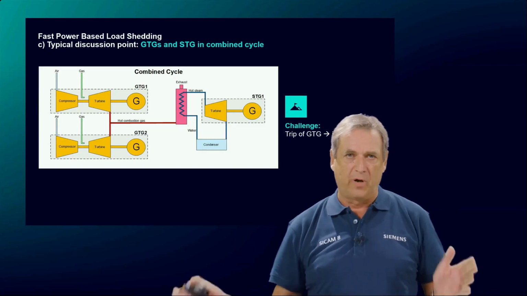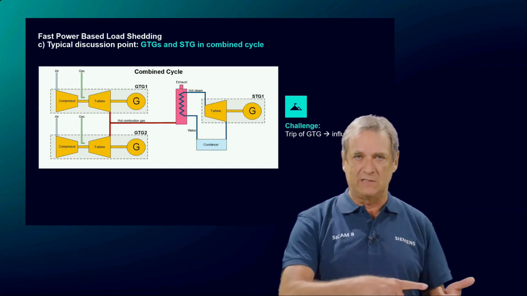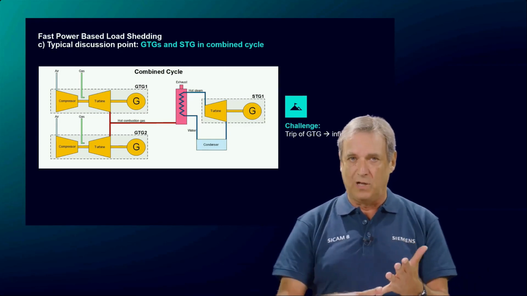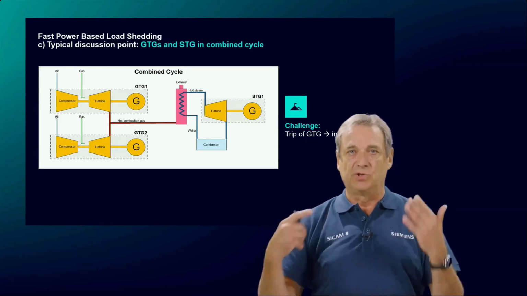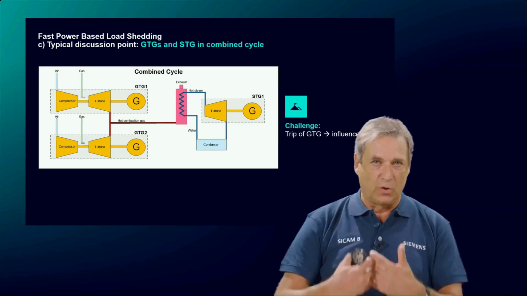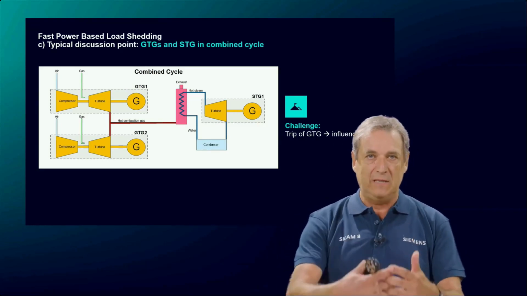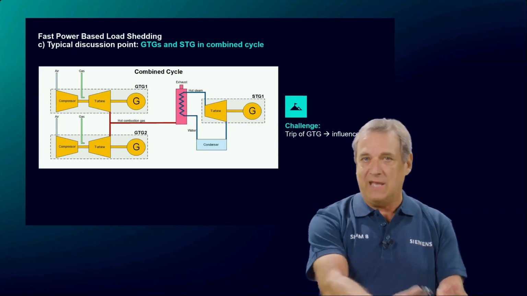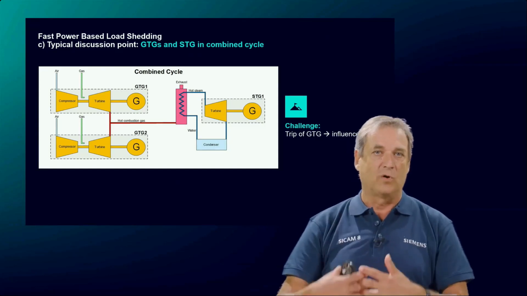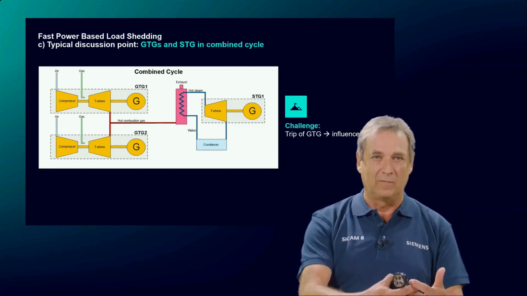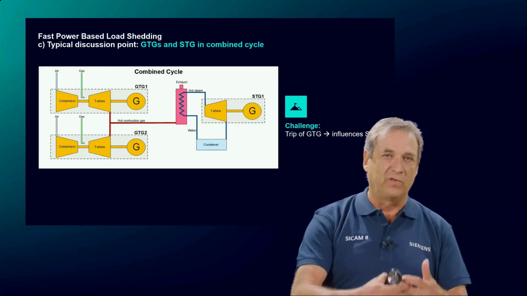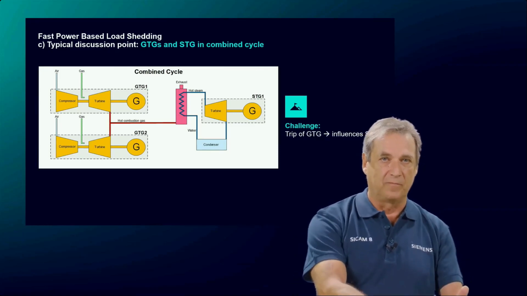What now differs from project to project is the number, the size, the capacity, and the possible additional heating of the steam boiler. The challenge for fast power-based load shedding is that the possible trip of a gas turbine can also reduce the available steam for the steam turbine. But the impact, and especially the delay of the impact on the steam turbine, strongly depends on the individual characteristics of the boiler. And therefore, the customer has to provide the details of the expected reaction of the system.